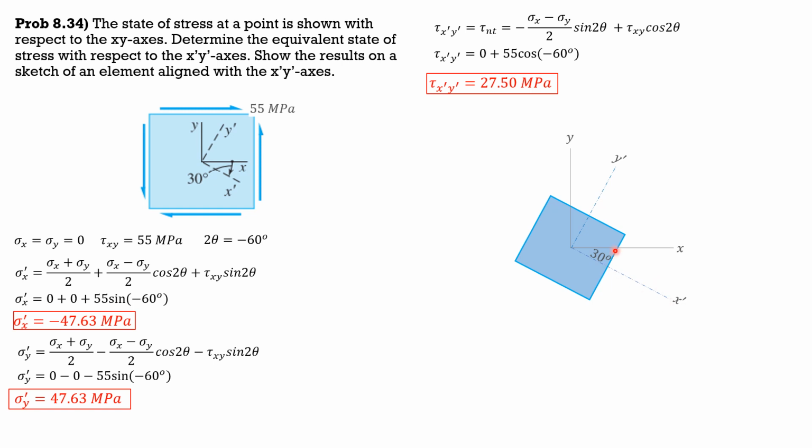Let's now sketch the equivalent state of stress, aligning these values. So we have x prime y prime at 30 degrees. On this face here, we have compression, negative 47.63 megapascals. On the y prime axis, positive, so tension 47.63 megapascals. And tau x prime y prime is positive, so it is pointing up, down, left, as shown in the figure. So that's it for this problem.